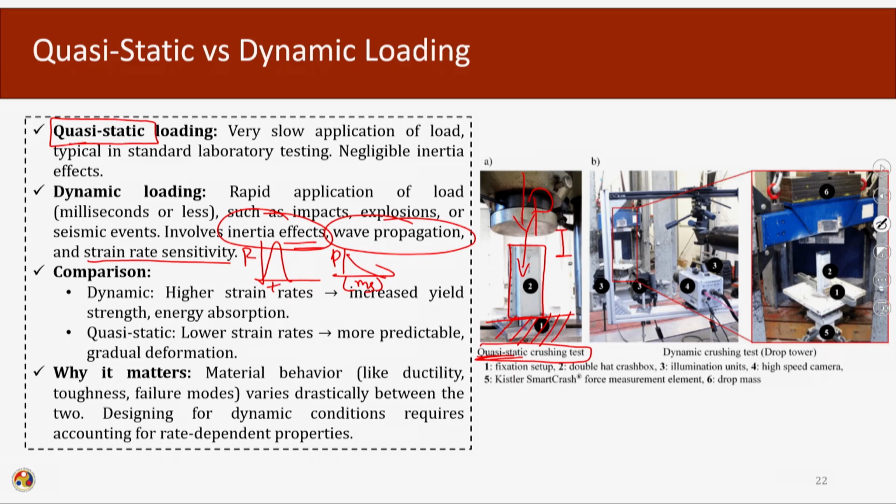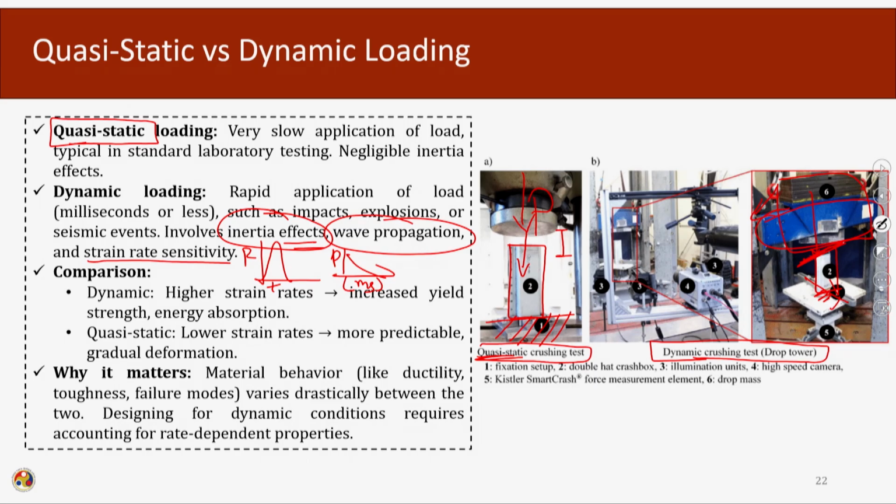Here we can see a dynamic testing setup, which is essentially a drop tower testing facility. In the test setup, this is the specimen, and here again is the fixture mechanism. This entire thing is released via a clip mechanism, and it falls instantly on this body, thus mimicking an impact load.